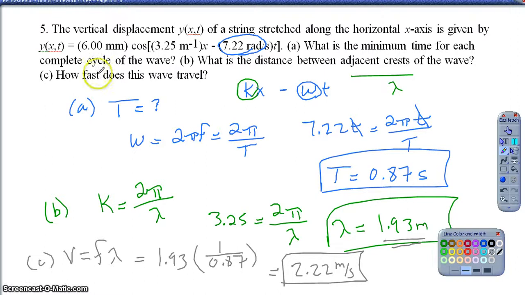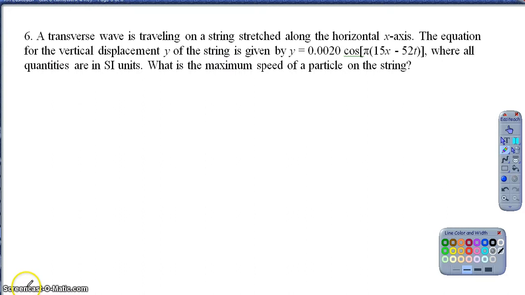So question 5 is a very good one for breaking up this function if they give it to us. Obviously we don't have to create the function, but it is good at helping us identify the key features of this wave based on that displacement function.